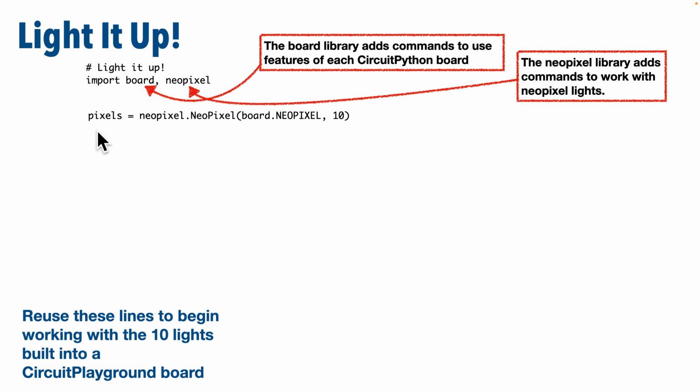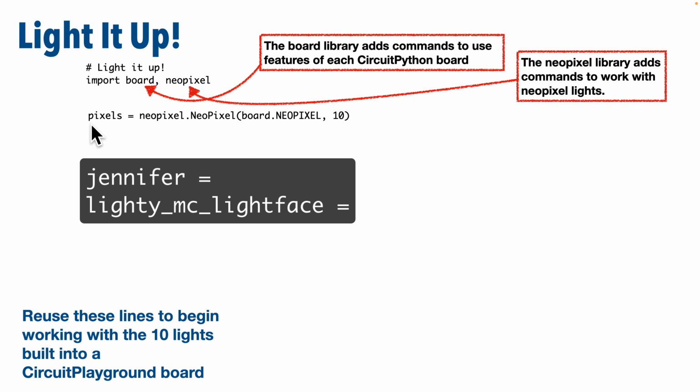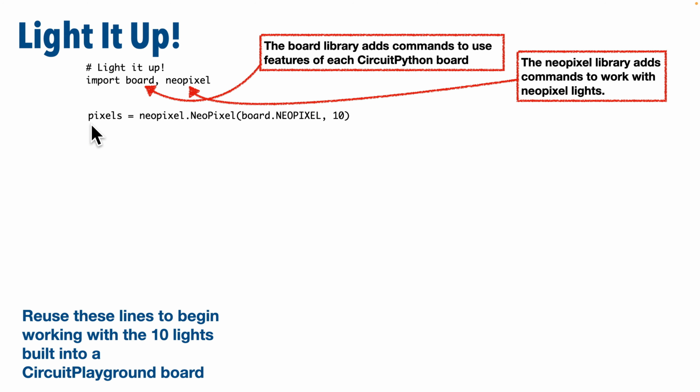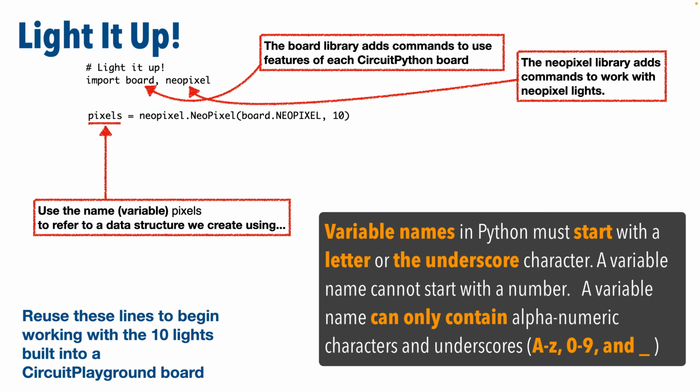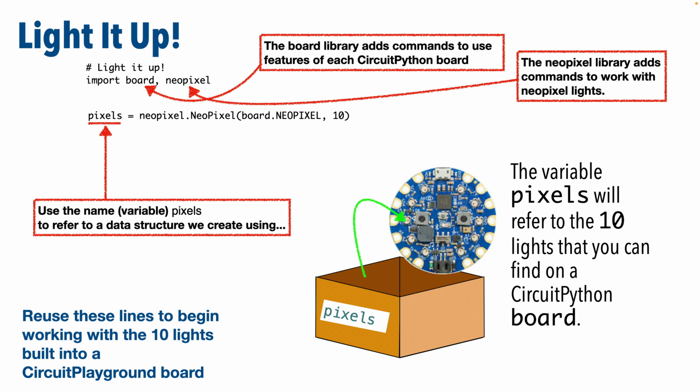So to refer to lights, first we need to give them a name. So the name we're going to use is going to be the word pixels, all in lowercase. Now we could have chosen just about anything for a name, Jennifer or Lady McLightface, but pixels is a good name and it's one that you'll find in CircuitPython example code, so we'll use it here. Now this name we're referring to is what in computing is called a variable. A variable is just a name we use to refer to data, and that data can be changed. I like to think of a variable as a named box that has data inside of it. Our variable named pixels is like a box named pixels, and if you look in that box you're going to find data that points to the 10 NeoPixel lights on our board.